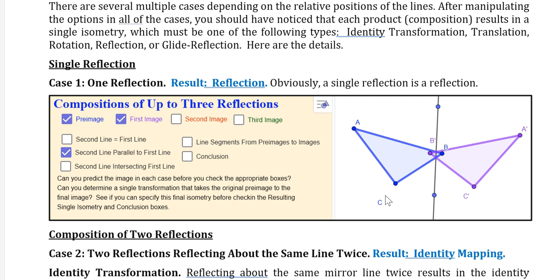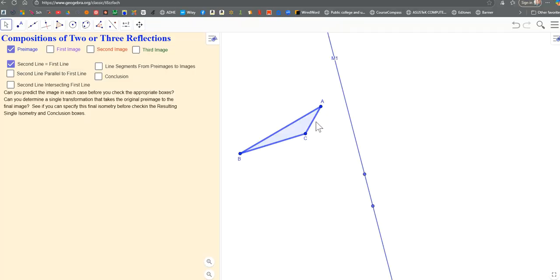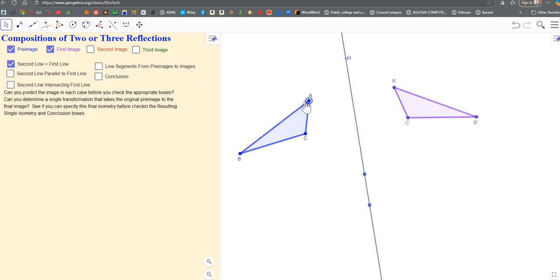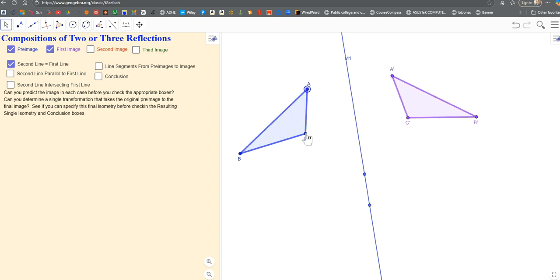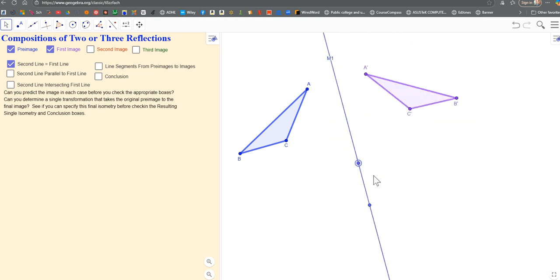So what if we do compositions of two reflections? So let me pull up my activity here. And there are several options that we may have. The second line could be the same as the first line. So here's mirror line 1. What if it's the same? So the first image, when we reflect over that line, is this image here. This is dynamic, so I can manipulate the points of the pre-image, and I can manipulate the mirror line.